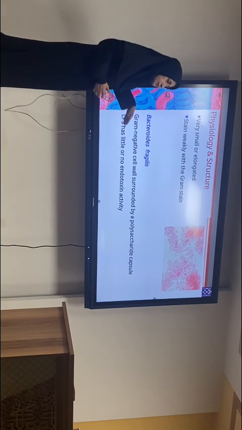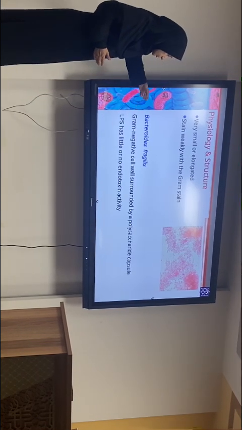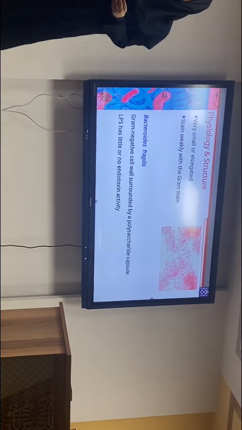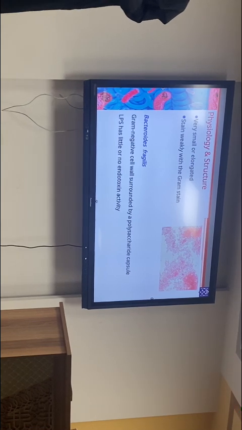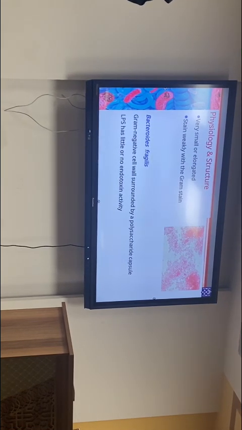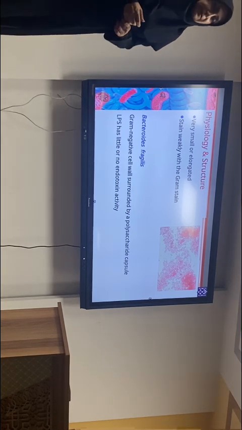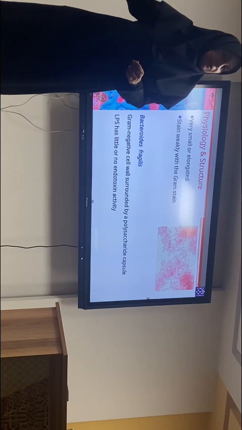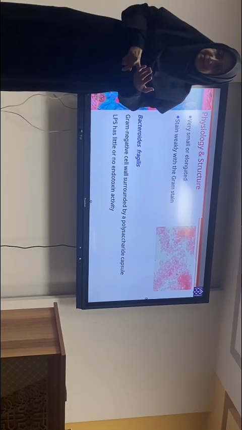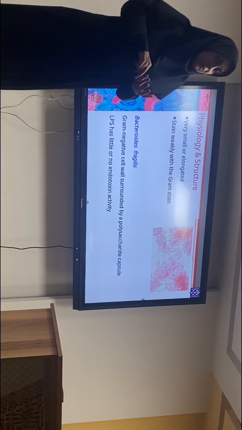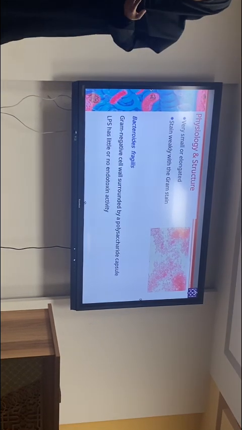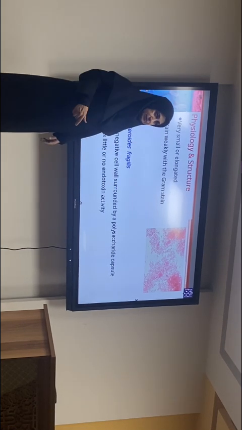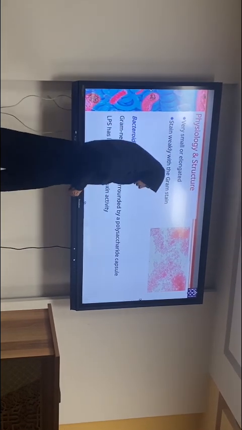And also one of the characteristics of Bacteroides fragilis is that this bacterium has a polysaccharide capsule. Okay? Two important characteristics or properties of Bacteroides fragilis. Okay? No or little endotoxin activity and polysaccharide capsule. Important in your exam. This is why.